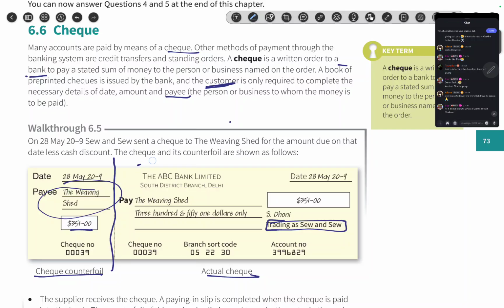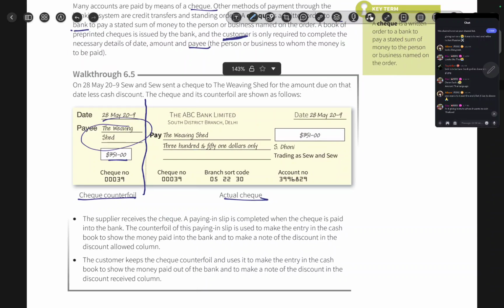This part goes to the bank, and this is the part that the customer will keep for himself to keep a record. Okay, it's probably written somewhere here.